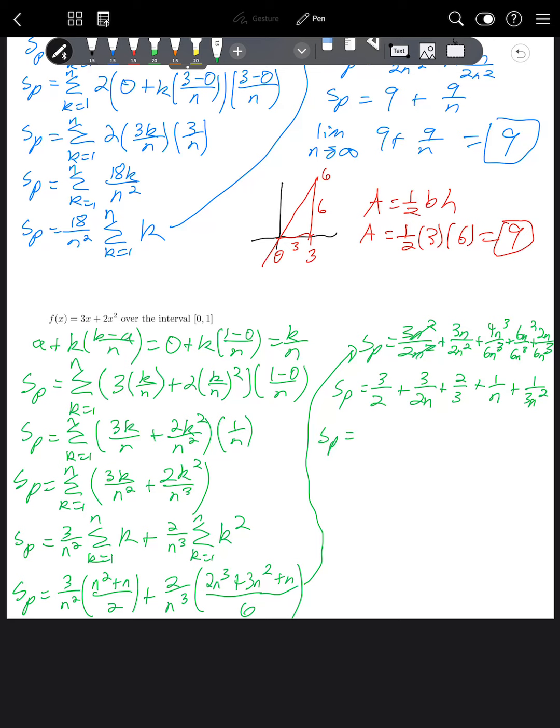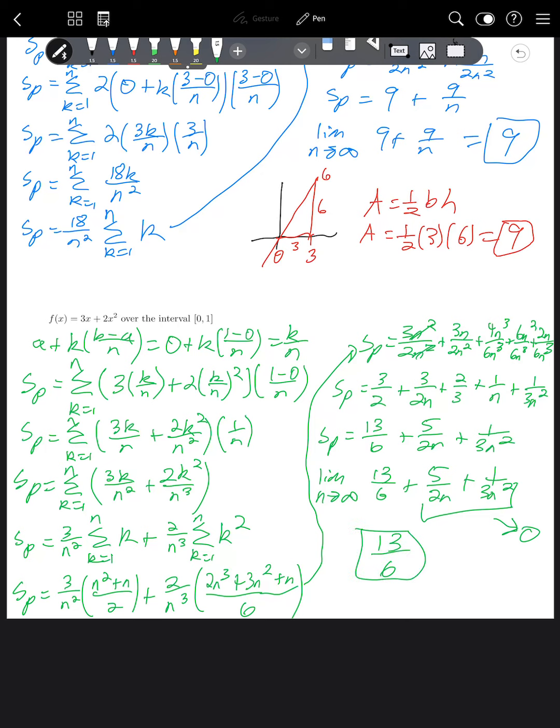So S sub p: 3/2 plus 2/3 is 9/6 plus 4/6, so that's 13/6. 3 over 2n plus 1 over n is 3 over 2n plus 2 over 2n. So that's 5 over 2n plus 1 over 3n squared. And now find the limit of that. So the limit as n goes to infinity of 13 over 6 plus 5 over 2n plus 1 over 3n squared. Once again, these have an n in the denominator, so they go to 0. So that leaves us with 13/6.